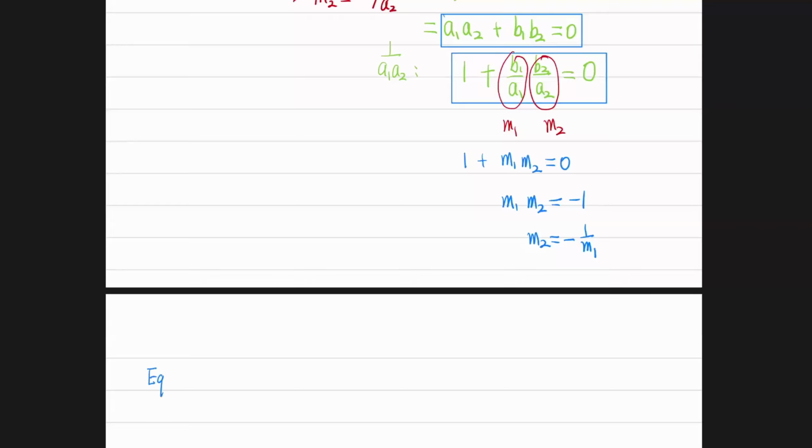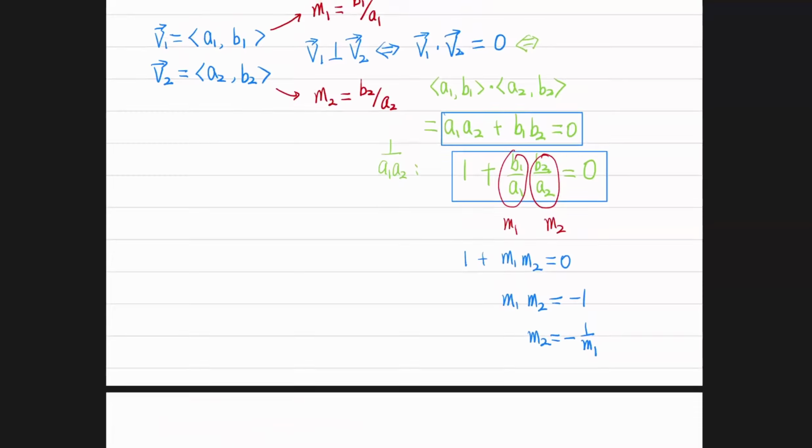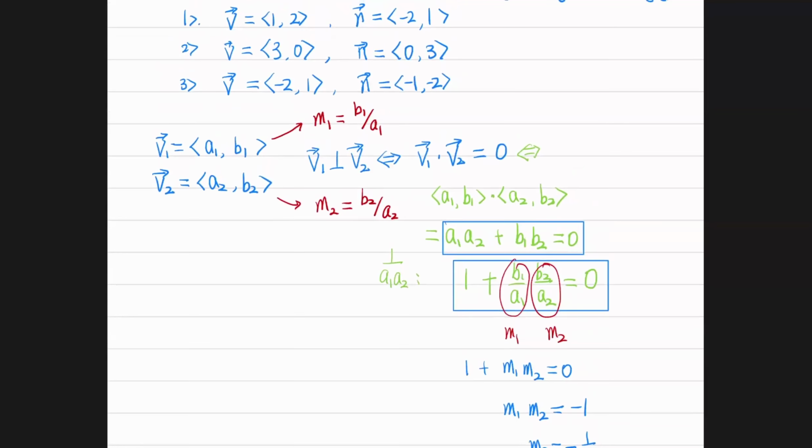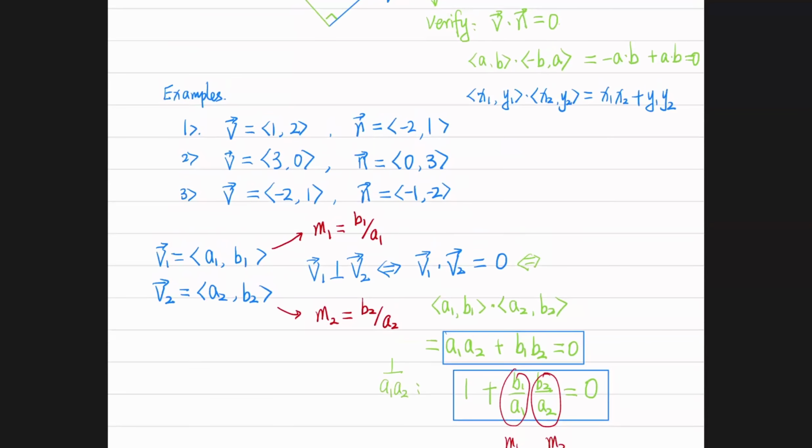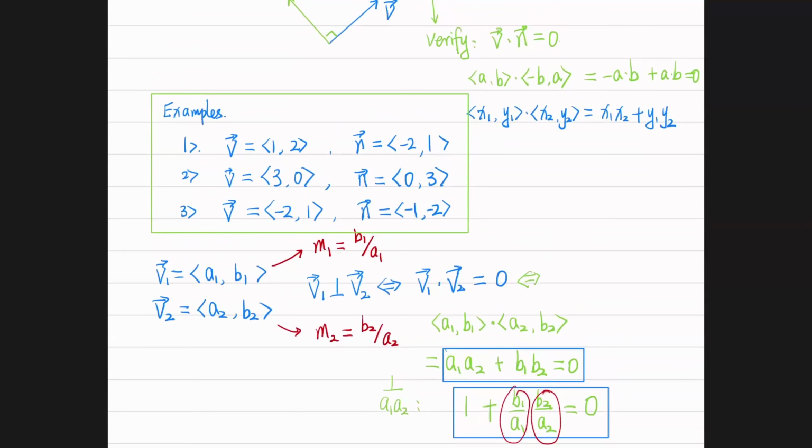Wait, can you scroll up a little bit? This is a simple example. This is how we define dot product.